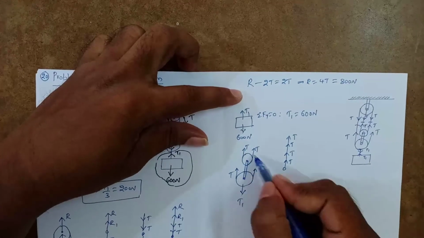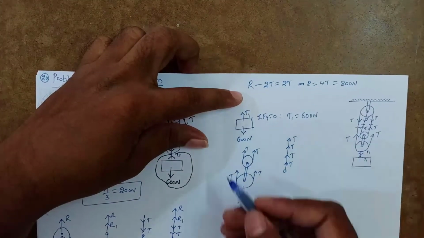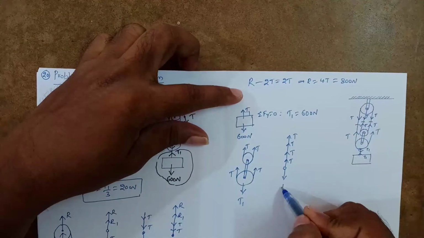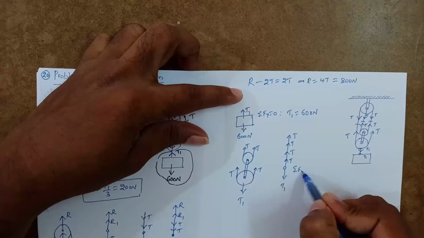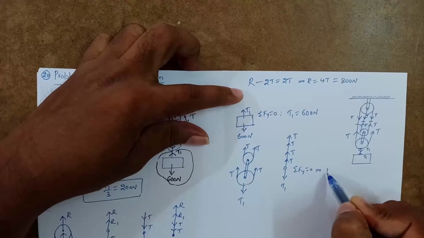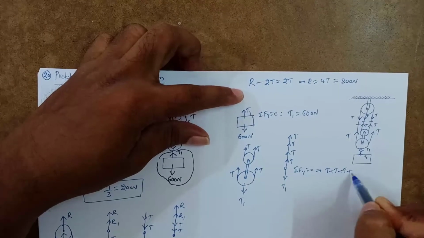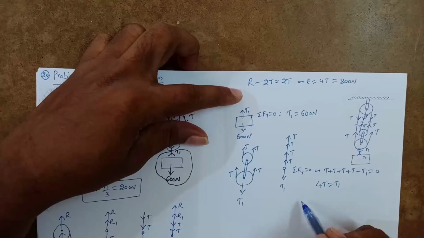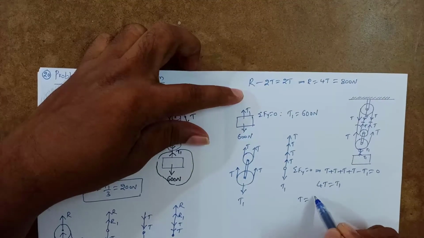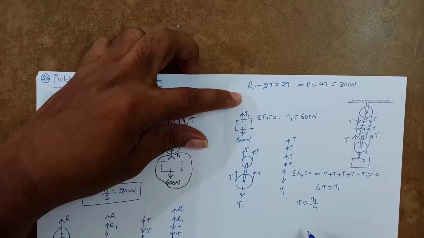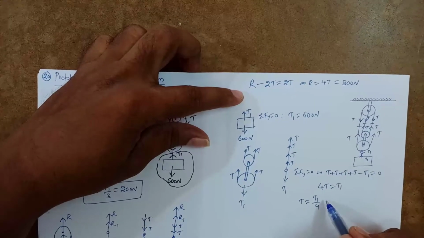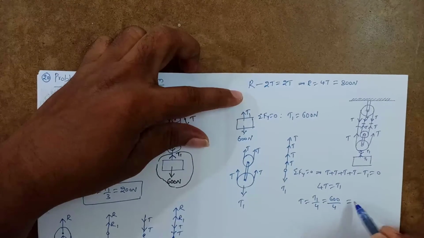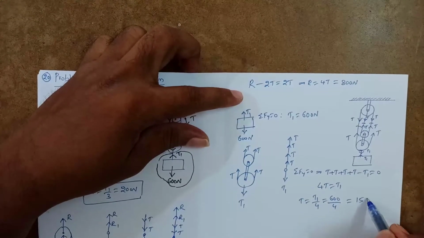4 T's are now acting up. I am assuming all are acting in the upward direction. No angles are given. So again, T1 is acting downward. Applying sigma Fy equal to 0, we get T plus T plus T plus T minus T1 equal to 0. So 4T is equal to T1, so T is equal to T1 by 4. It is 600 by 4. What value do we get? It is 150 Newton.